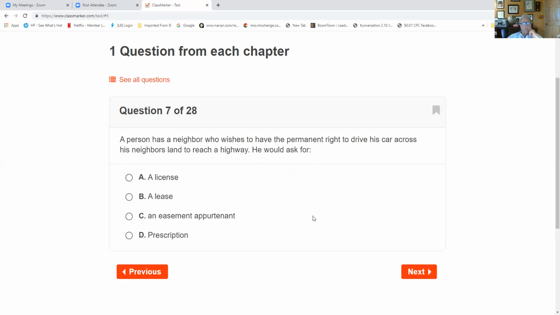Chapter 7 question. A person has a neighbor who wishes to have the permanent right to drive his car across the neighbor's land to reach a highway. And the key here is the permanent right. So he would then ask for an easement appurtenant. Remember, a license is only temporary revocable permission to use somebody's property, so it's not permanent. A lease is for a period of time, and a prescription is a manner in which you create an easement. So he would ask for an easement appurtenant.